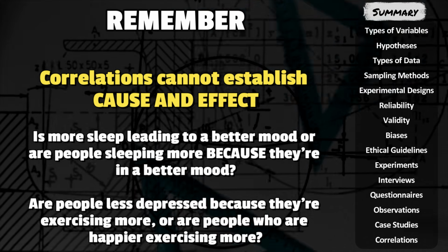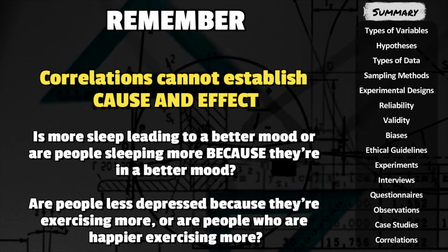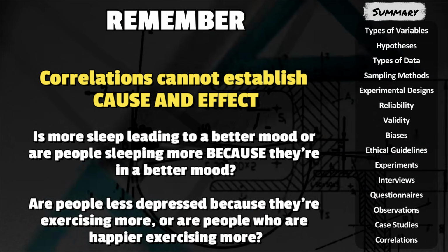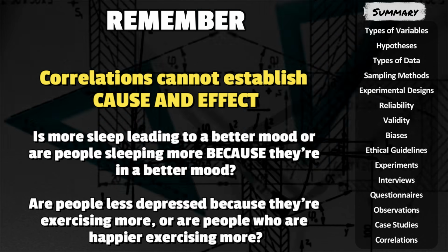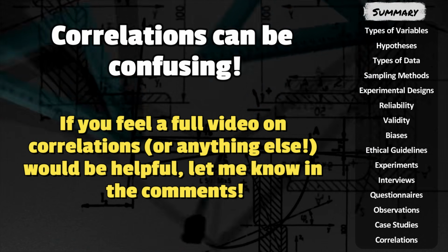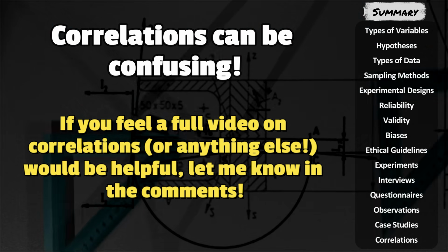However, the biggest problem is that we can't establish cause and effect. Please remember this, it's so important. This means with a correlation, we can't tell which variable causes what. For example, is it that people exercise more because they're happier, or do people get happier because they exercise more? Well, we can't work that out doing a correlation. We just know that as one variable goes up, the other one goes up.